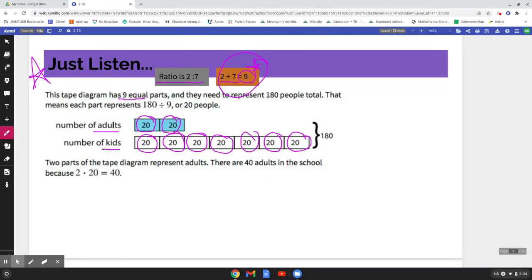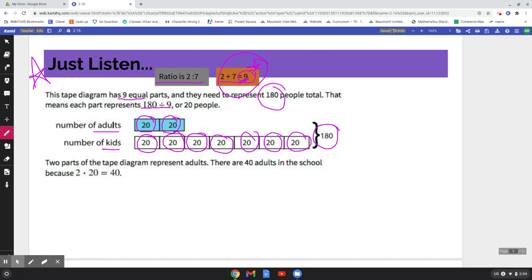Now what you do with that 9 is you take the total amount of people or things or whatever it's asking and you divide it. And when you divide them, it is telling you how many is in each rectangle. So there's 20 in each one of those rectangles. And if you were to add up all the 20s, you would get 180. So the tape diagram is very useful.